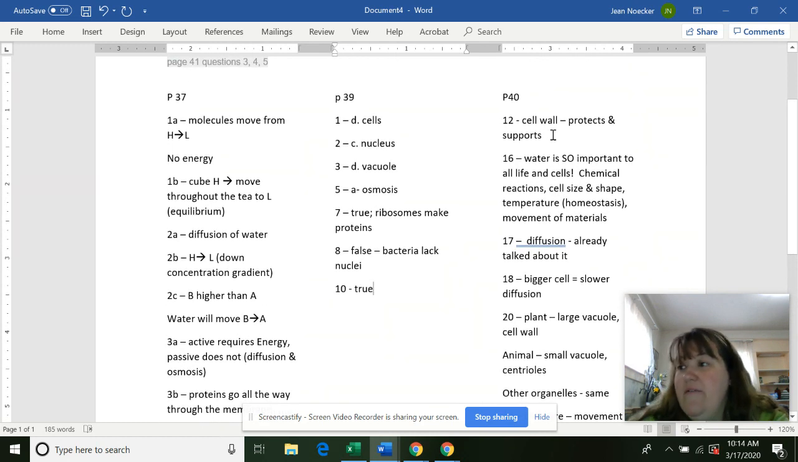So number 12 says, what is the function of the cell wall? And that is to support and protect. It's not really selectively permeable, so we don't want to talk about it letting things in or out. It does protect things from coming in, but there are ways to get through it.